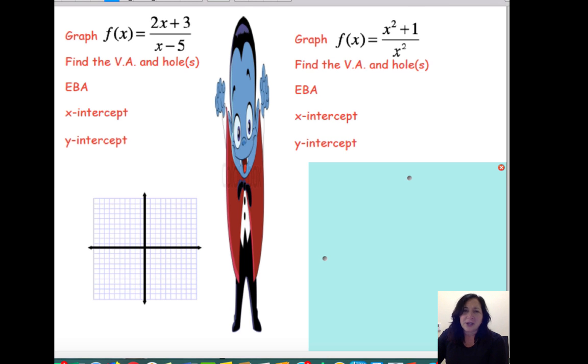For this problem right here, we have two problems separately. This one is going to have a vertical asymptote at x equals 5.